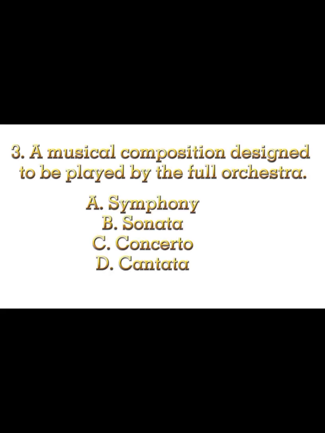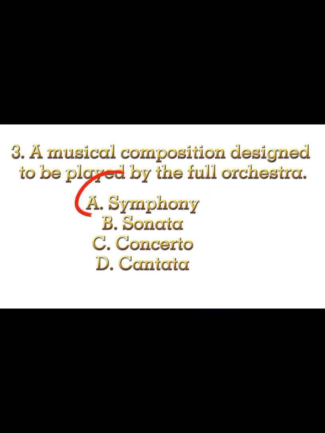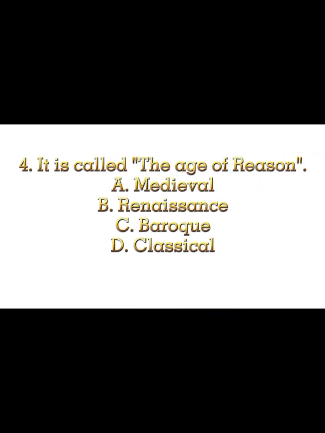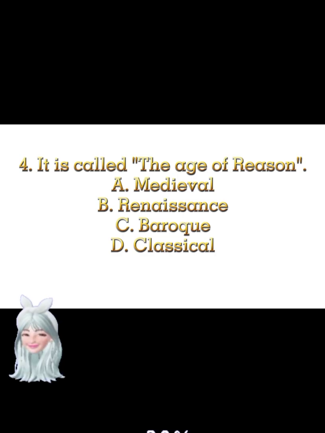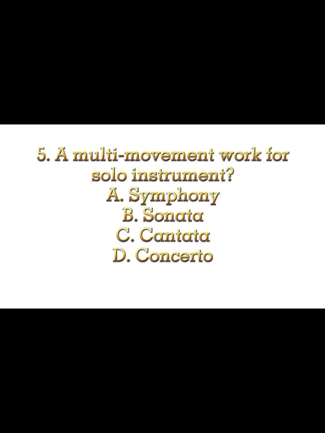3. A musical composition designed to be played by the full orchestra. A. Symphony. B. Sonata. C. Concerto. D. Cantata. 4. It is called the Age of Reason. A. Medieval. B. Renaissance. C. Baroque. D. Classical. 5. A multi-movement work for solo instrument. A. Symphony. B. Sonata. C. Cantata. D. Concerto.